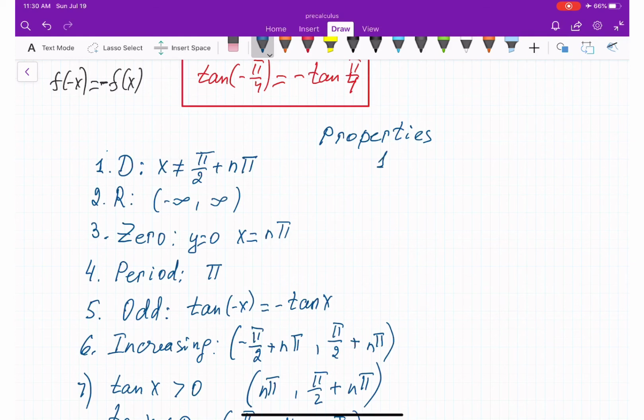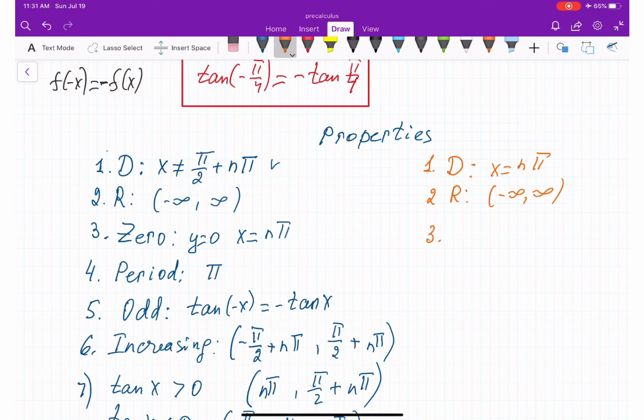So first one, domain. Domain, we said x cannot be equal to n times pi. Again, pay attention. For tangent, it's pi over 2 plus n pi. Here it is 0 plus n pi. So shift it by half a pi. Number 2, range. Range is again running from negative infinity to positive infinity. I already said that, we looked into that.